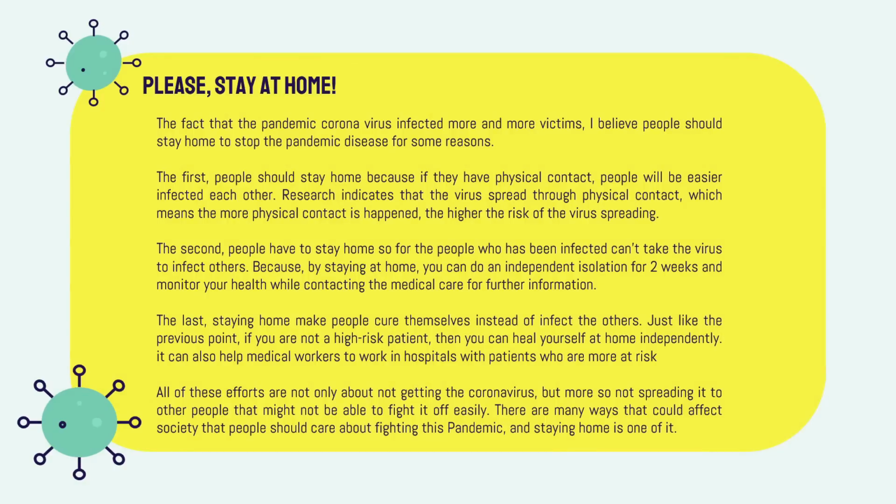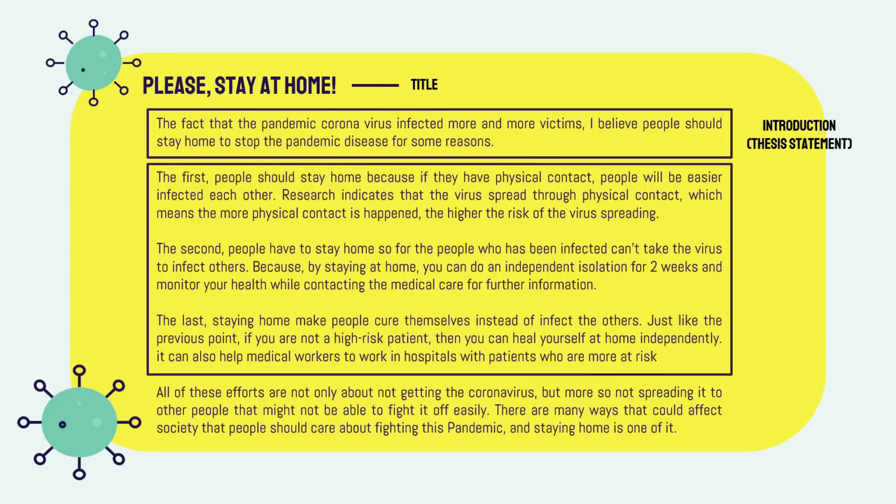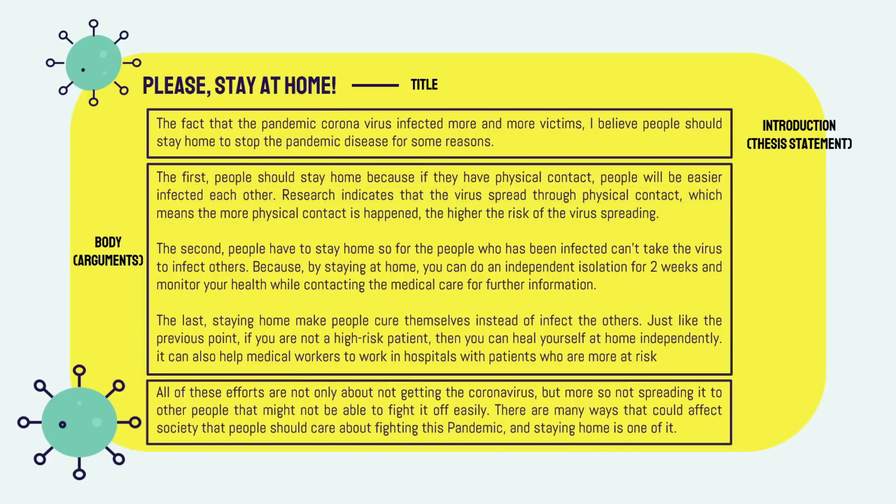Now let's analyze the text again with its structure. As you can see, "Please stay at home" is the title. The first paragraph is the introduction. The next 3 paragraphs are the body or arguments. These are the arguments. In one of the arguments, this sentence is a point, and the next sentence is called an elaboration. The last paragraph is called the conclusion.